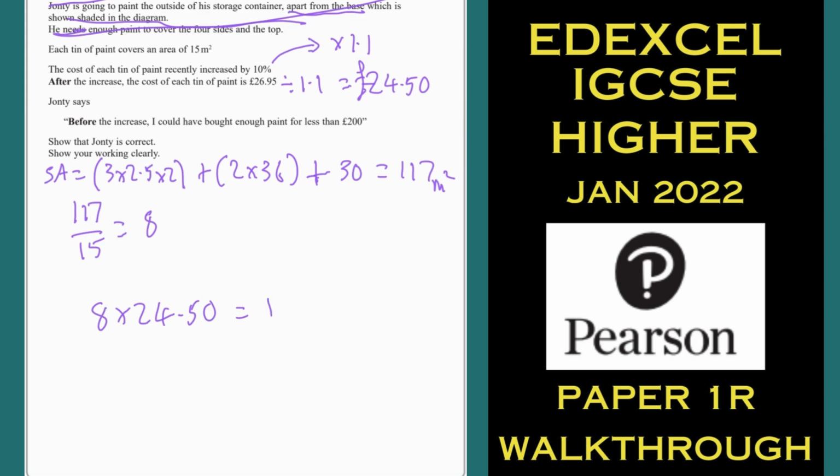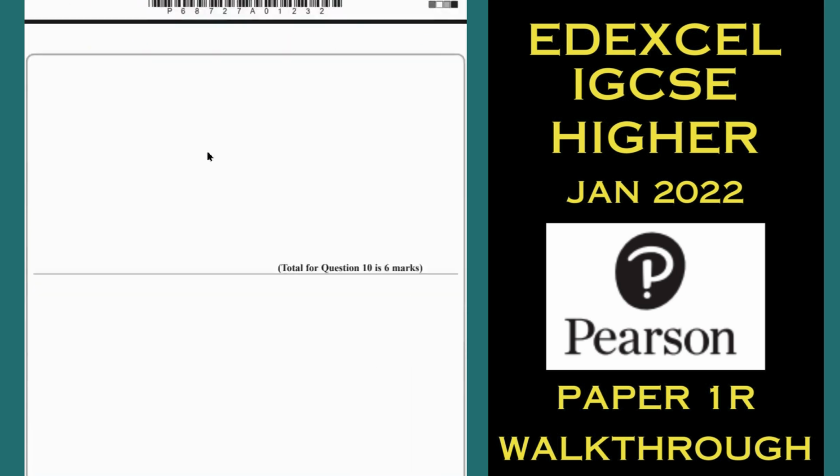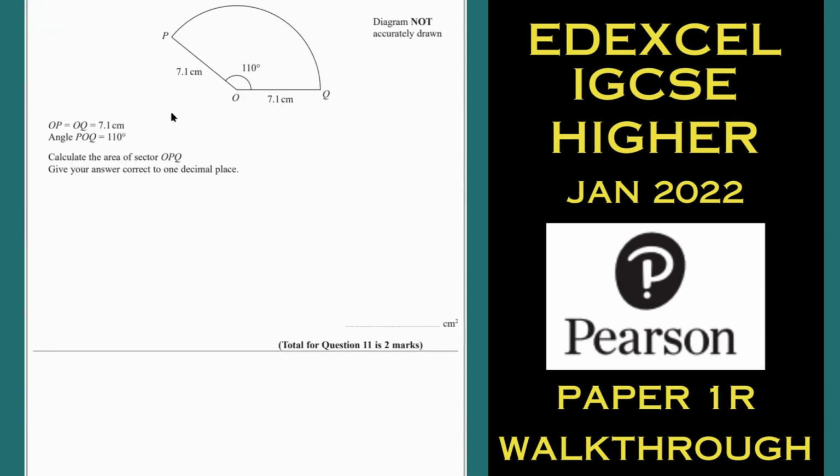Well, Jonty needs 8. Do that sum. It means he's right, but show that Jonty is correct. So you've actually done that. You don't need the sentence. It's not one of them that's asking you a yes or no. On my worked solutions, I did just put which equals cost before increase, but you don't have to. Show that Jonty is correct. That number 196 shows that Jonty is correct. And we didn't need that page.